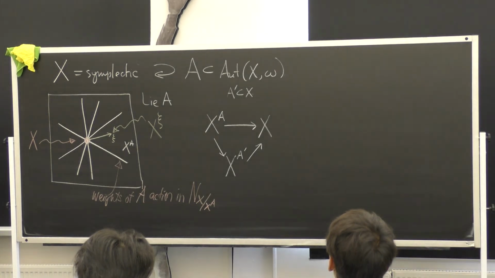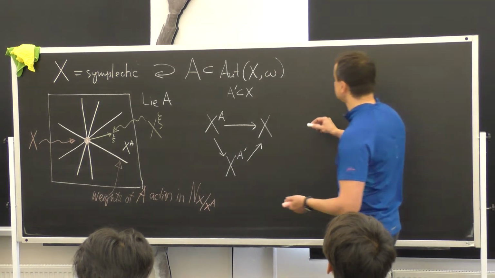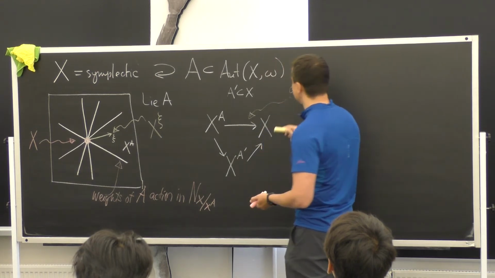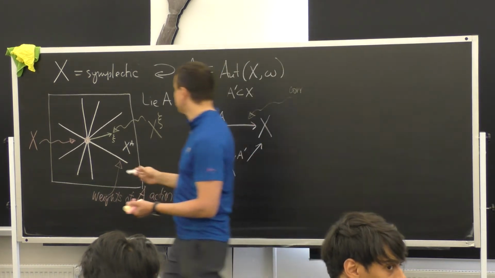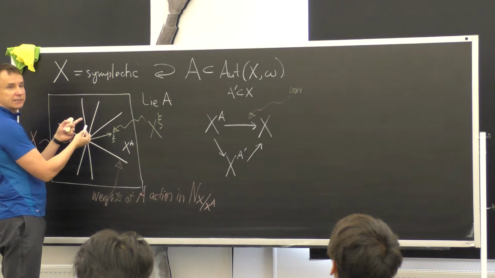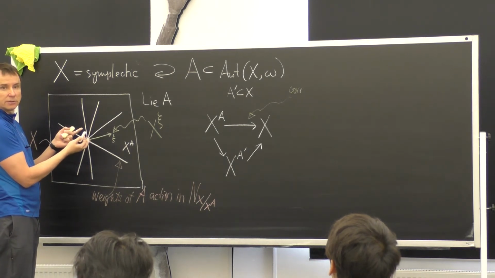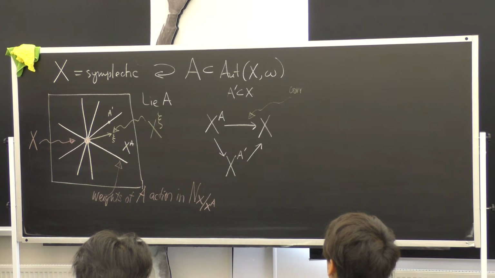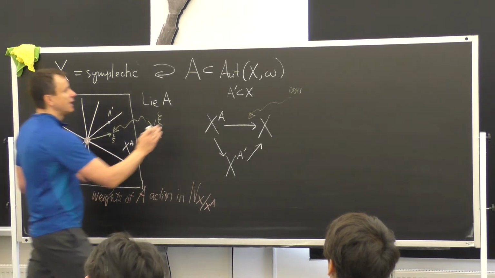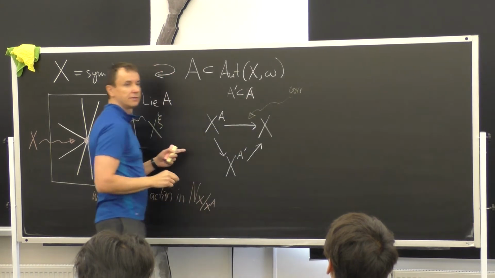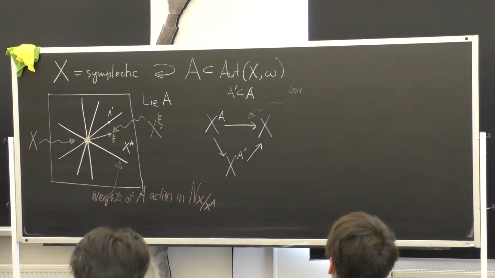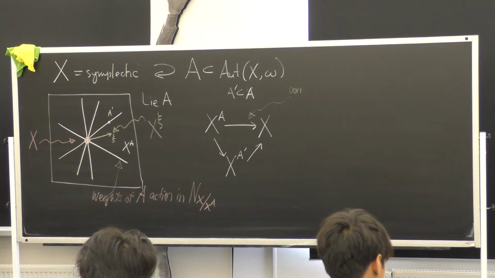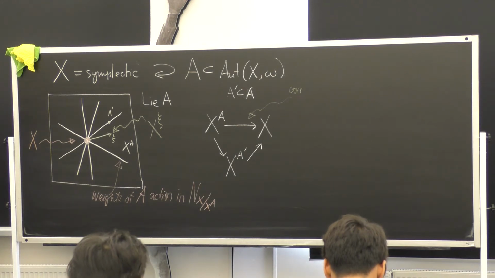This is a correspondence. You should think that every cell in this arrangement corresponds to a subtorus A prime inside A. This will be exactly the same correspondence for elliptic.